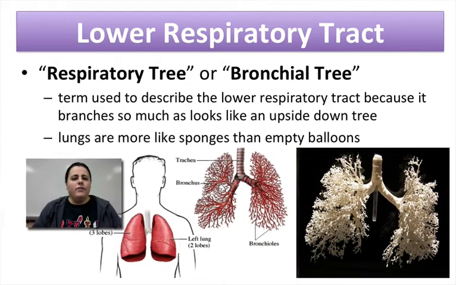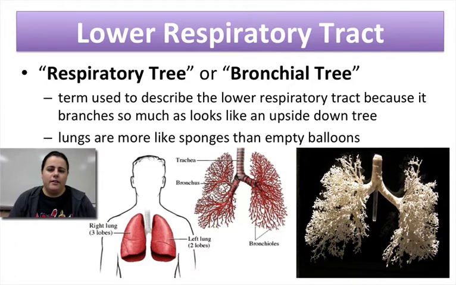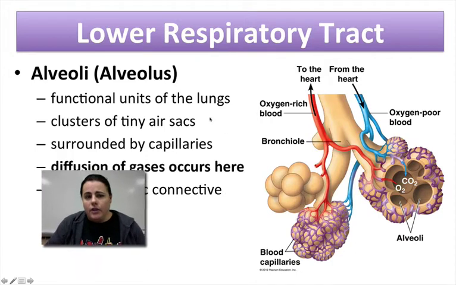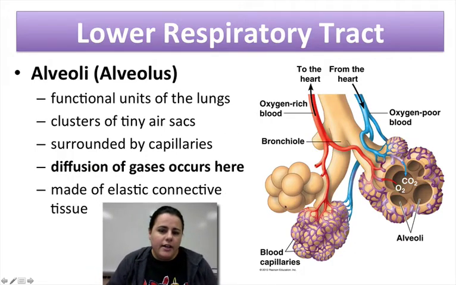So all this branching creates a tree-like network, and the tree-like network is called the respiratory or the bronchial tree. A lot of people think of the lungs as some sort of hollow containers in your chest that fill up with air, kind of like a balloon. They're actually more sponge-like in structure. And that's because of all the alveoli. The alveoli look like little tiny clusters of grapes, and each singular one is called an alveolus.